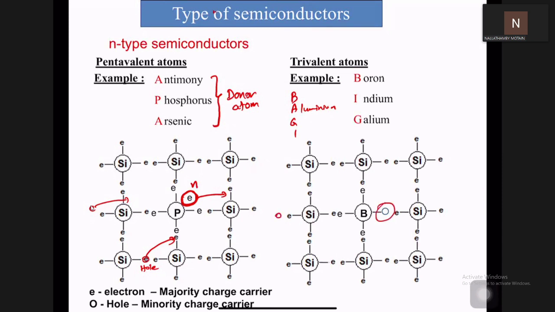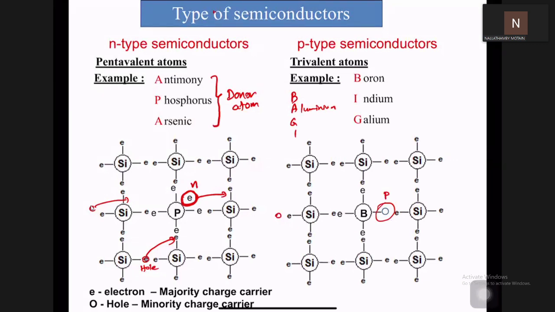So this hole will become the majority charge carrier, and the minority will be electrons. This hole is a positive charge carrier. So this type of semiconductor, we call it P-type semiconductor. Okay, we call it P-type semiconductor.